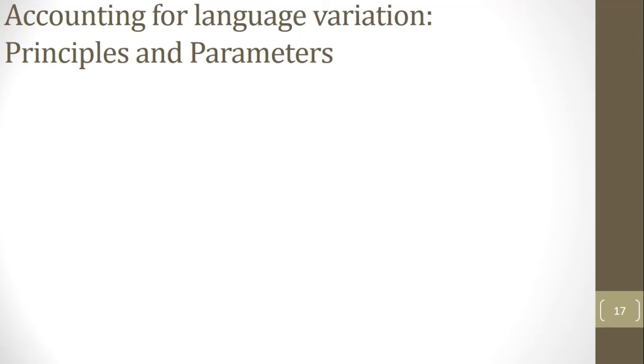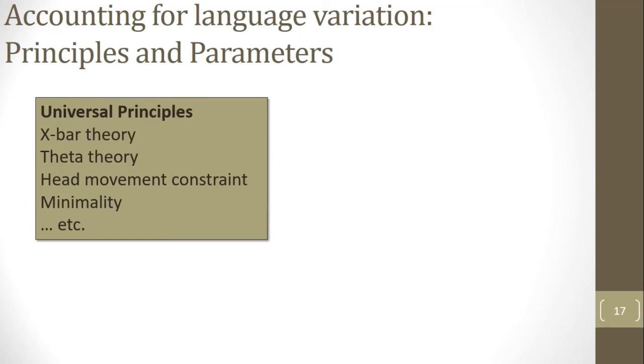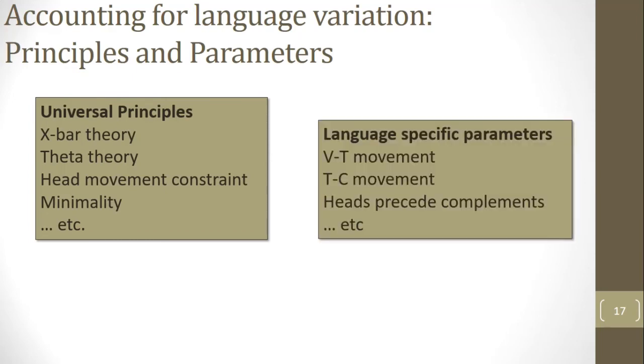So we are now able to start answering a major question in modern linguistics. That is, how can we explain the deep similarities between languages while simultaneously accounting for the differences? Part of the answer to these interrelated questions comes from something called the principles and parameters model of language variation. According to this approach, language consists of universal invariant principles as well as language-specific settings of parameters. Principles might include basic X-bar theory, theta role assignment, the head movement constraint, minimality, merge, move, and agree, etc.